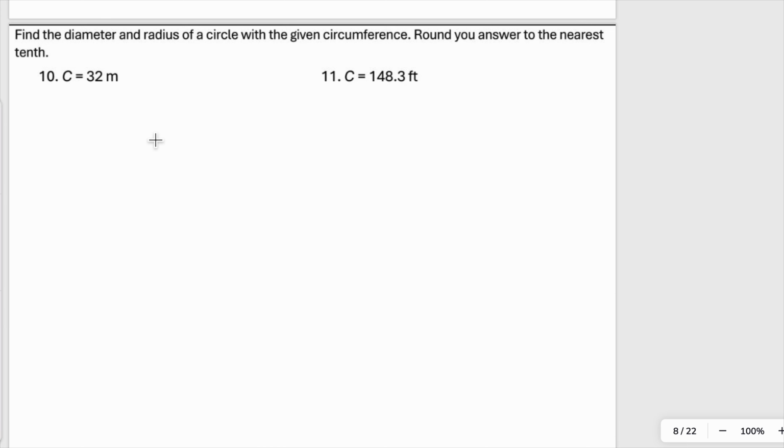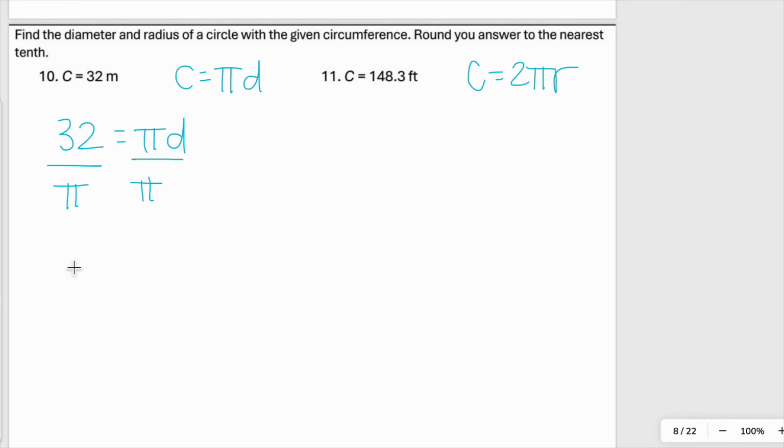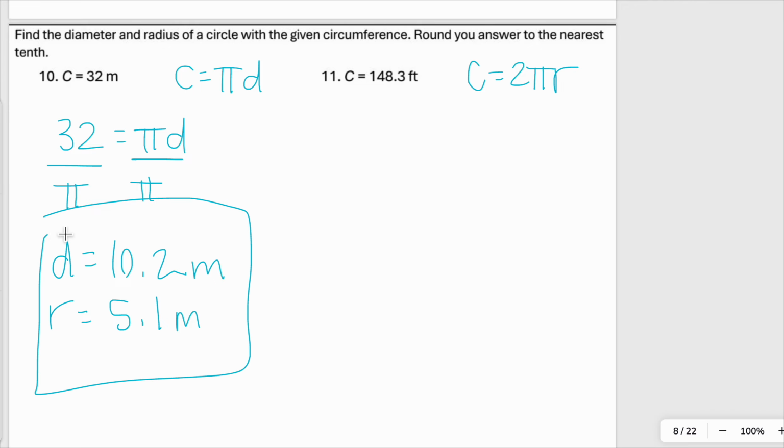On number 10, we're given the circumference. Remember, circumference can be found by pi times diameter and 2 times pi times radius. So if I'm given circumference in number 10, I'm going to take pi times diameter, but I'm going to divide both sides by pi. So 32 divided by pi is going to give me about 10.2 meters for my diameter, and then radius would just be half of that, about 5.1 meters. Same thing here, just take that circumference, divide it by pi to find your diameter, and number 11, we're going to get about 47.2 feet, and then the radius is half of that, so 23.6 feet.